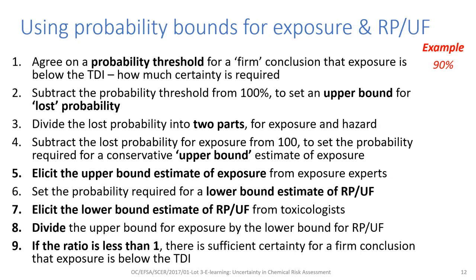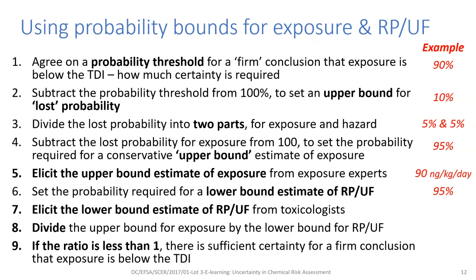This means that the upper bound for loss probability is 10%, and we might divide this equally, 5% for exposure and 5% for hazard. This means we need to elicit a 95% upper bound for exposure, and let's suppose the exposure experts judge this to be 90 nanograms per kilogram body weight per day.